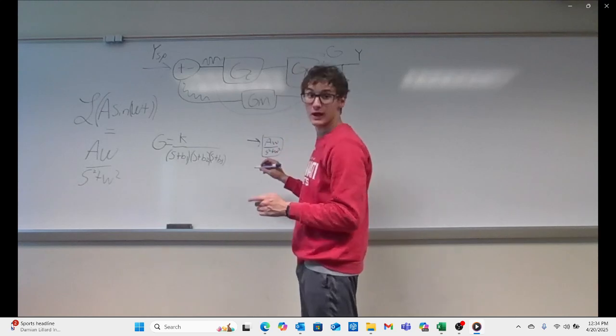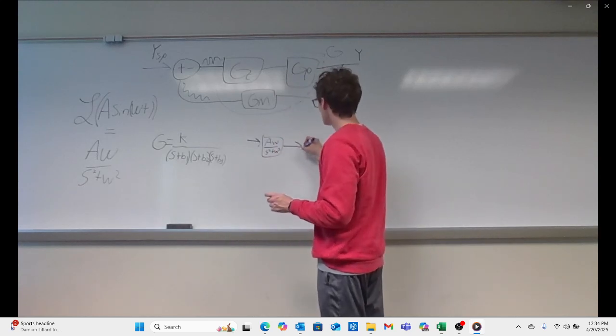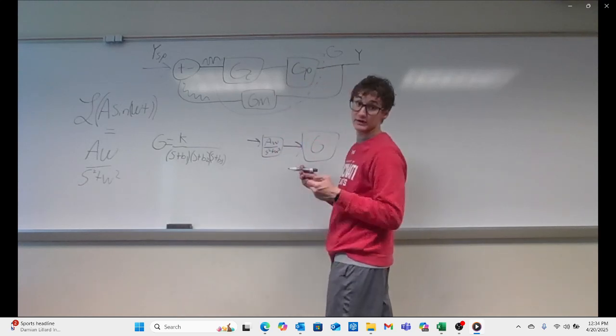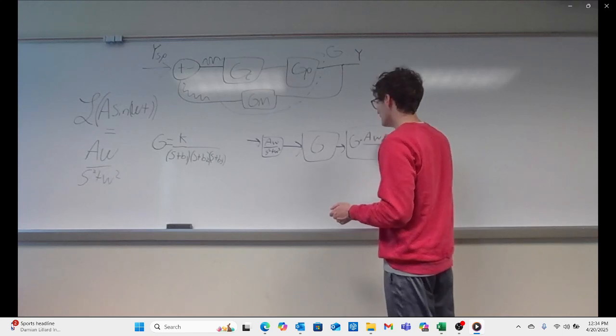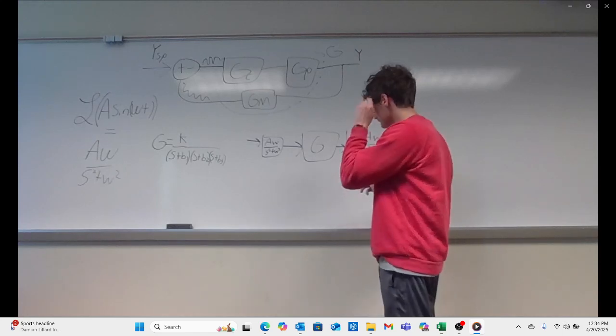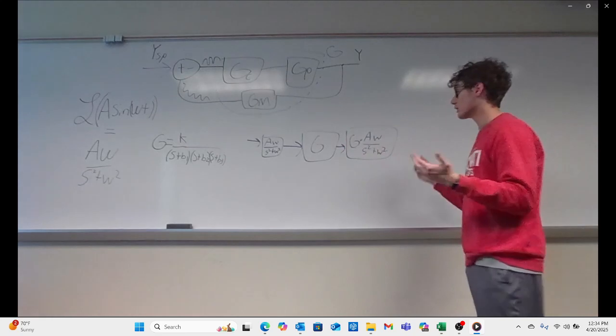And what I'm doing here is writing the block diagram of the process. So we have g, and our sinusoidal input, w over s squared plus w squared, goes into g, and when you're in a box, you just multiply it.